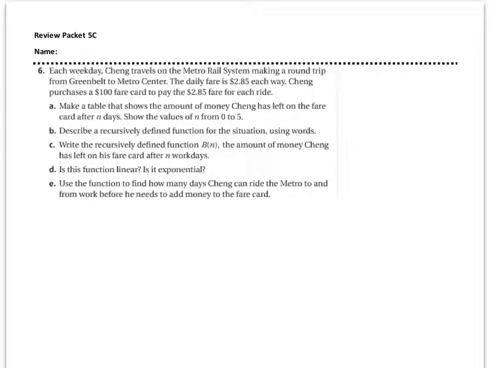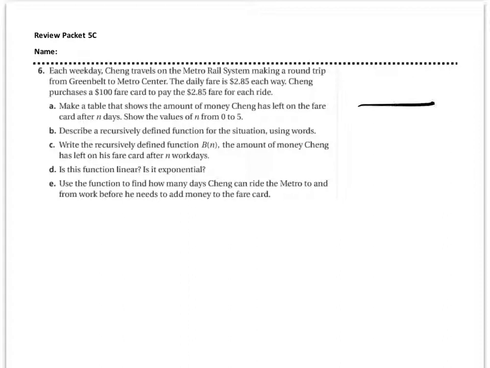The next problem. Each weekday, Cheng travels on the Metro rail system, making the round trip from Greenbelt to Metro Center. The daily fare is $2.85 each way. Cheng purchases a $100 fare card to pay the $2.85 fare for each ride. Make a table that shows the amount of money Cheng has left on the fare card after n days. Show the values of n from 0 to 5.